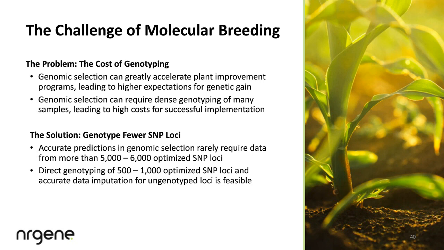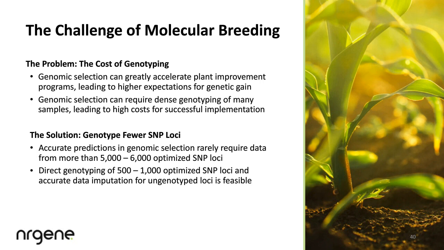Genomic selection is a particular form of molecular breeding, but one that has come up a couple of times here, and that's what provides the background for my talk today. Genomic selection can require dense genotyping of many samples, and the cost of genotyping can be quite high. So what I would like to talk about today is to sketch out some of the things that are possible with appropriate data analysis and data management that can help reduce the costs of genotyping in a molecular breeding program that employs genomic selection.